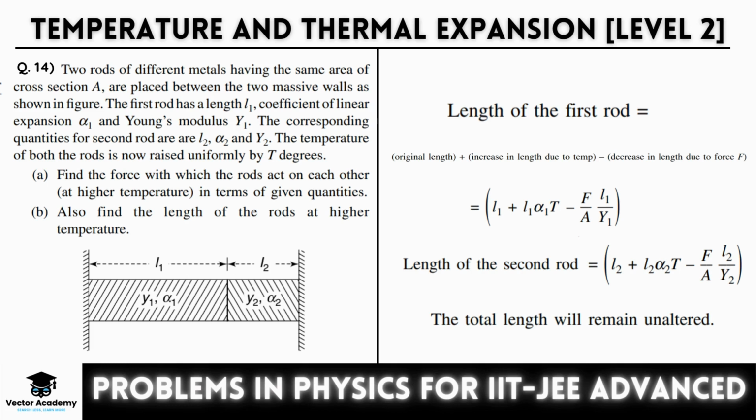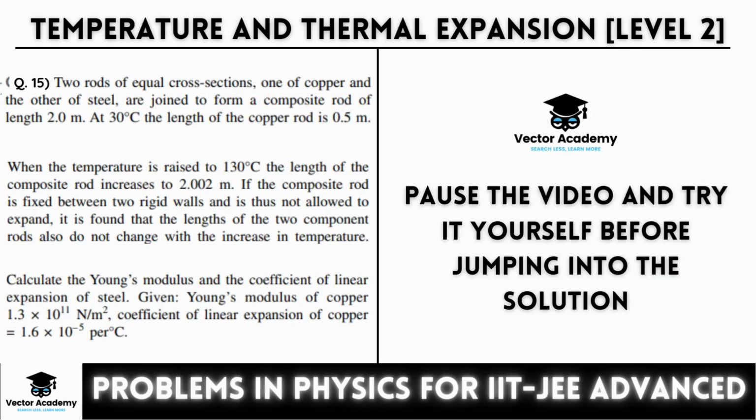Length of the first rod equals original length plus increase in length due to temperature minus decrease in length due to force F. That is equal to L1 plus L1 alpha 1 T minus FL1 upon AY1. Similarly, length of the second rod equals L2 plus L2 alpha 2 T minus FL2 upon AY2. The total length will remain unaltered.